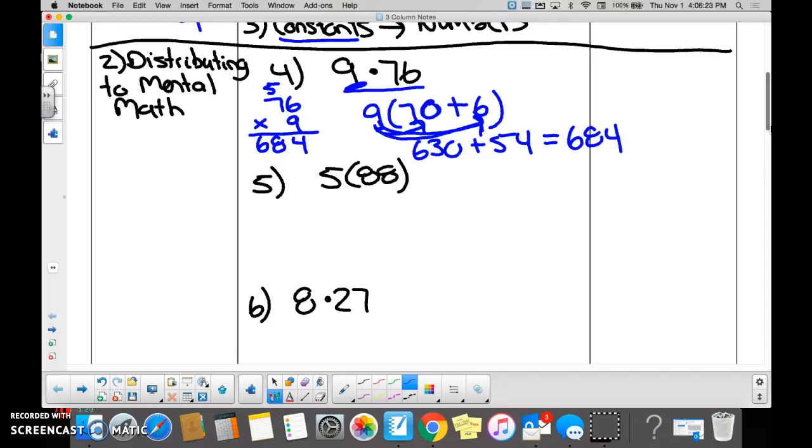As you can see, I took my single-digit number, the 9, and multiplied it by 76, but instead of keeping 76 together, I broke it into 70 plus 6, because then the 9 times 70 and the 9 times 6 are 2 easier multiplication problems.